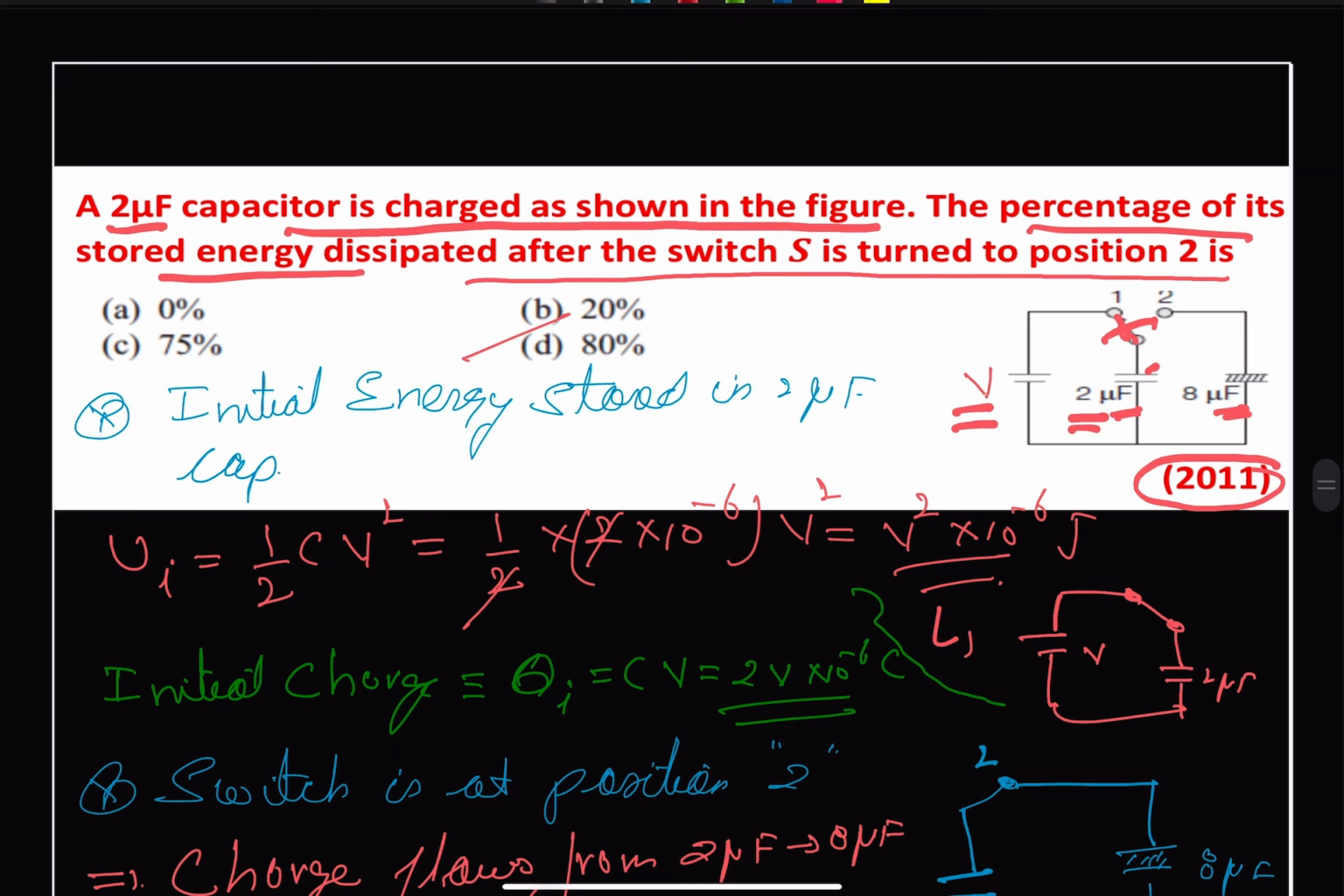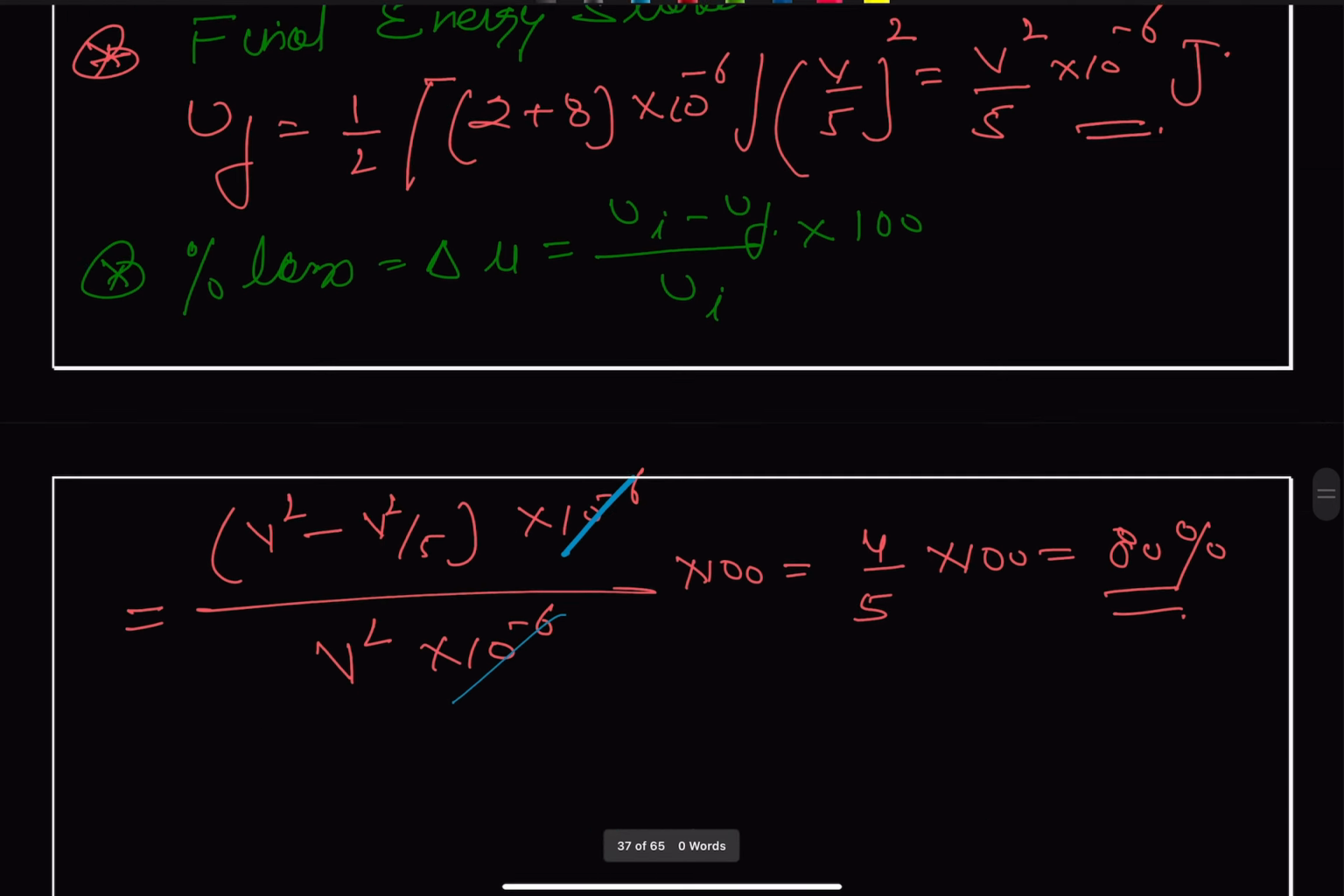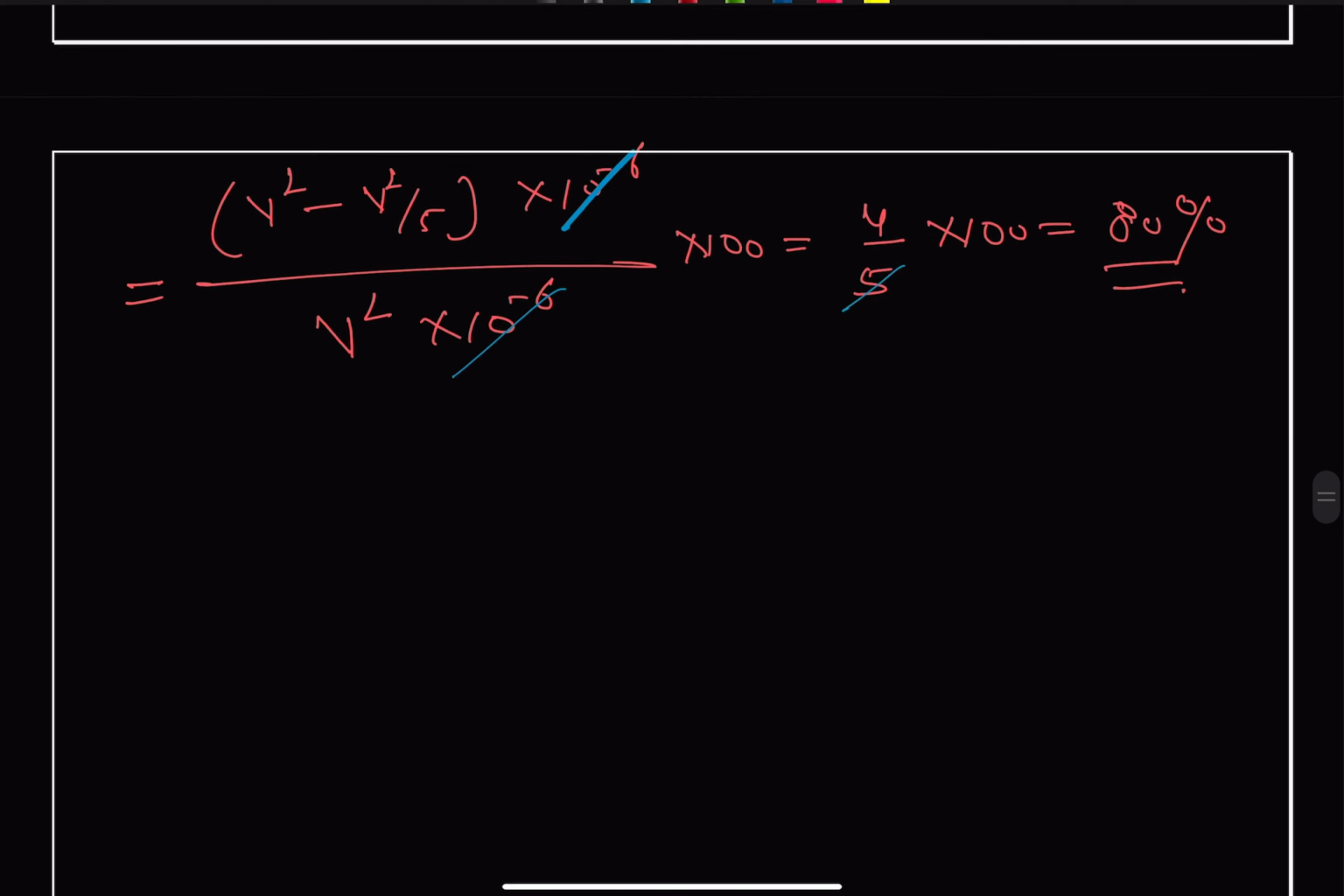So option number D is the correct one. So this goes by 20. Option D is correct. Next question.